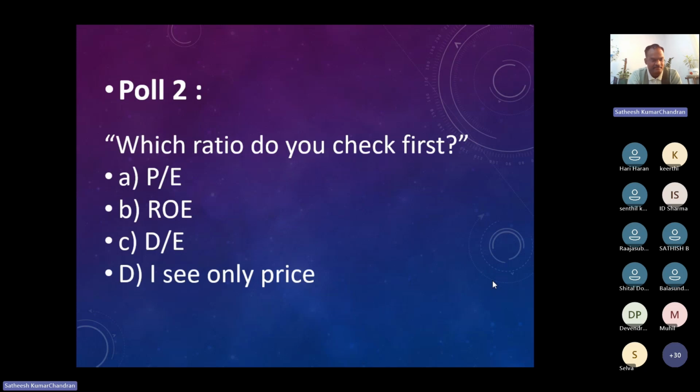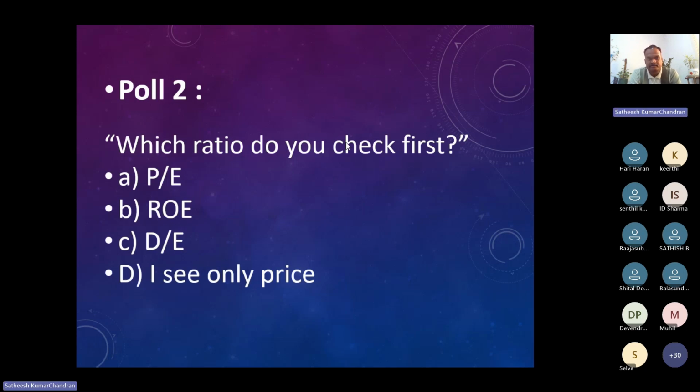See, ROE is the most critical method. Most important thing to check first. If I have to rank, B, A, C is the sequence. Because some companies are highly debt oriented, like Motherson Sumi, to take an example, in any industry.